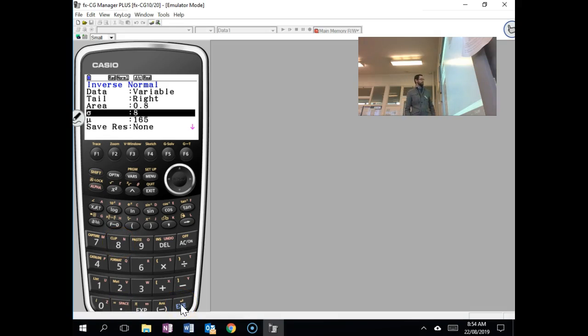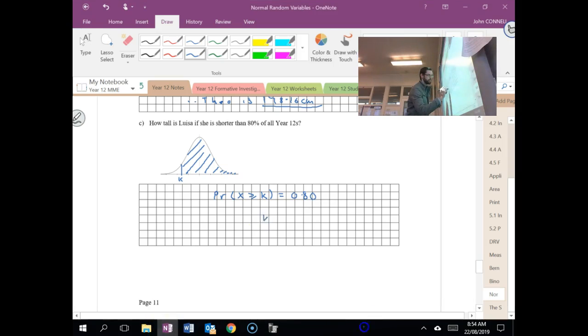And then the mean and the standard deviation are going to stay the same. And so we get that that's 158.27. So K is 158.27. So therefore Louisa is 158.27 centimeters.